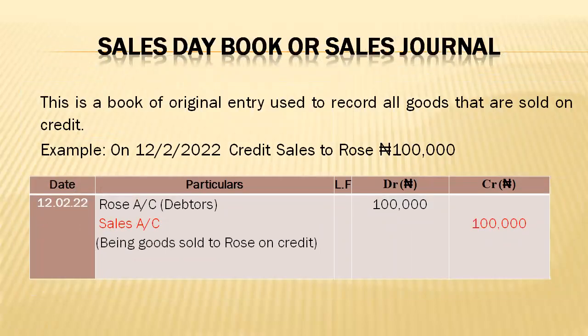So you credit sales account and you debit Rose account. Being goods sold to Rose on credit. So that's about that.